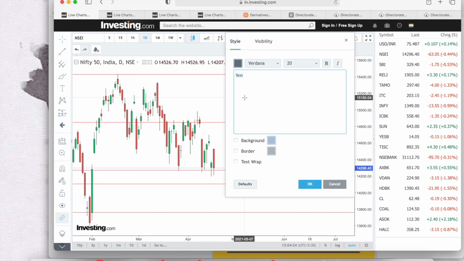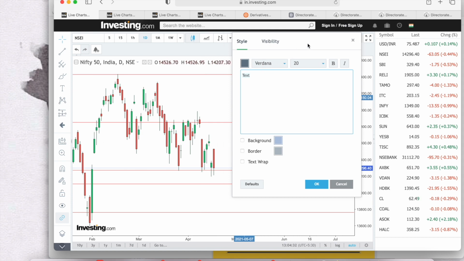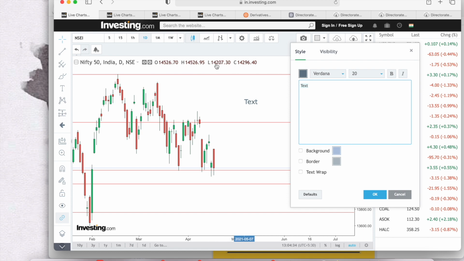Let's come to the test part. On the test part, what we do first is we note down the high and low of this first candle. Let me show you. So this is the first candle. The high is 14652.